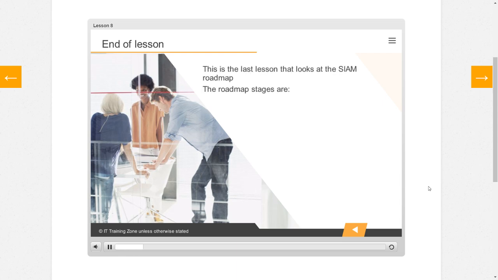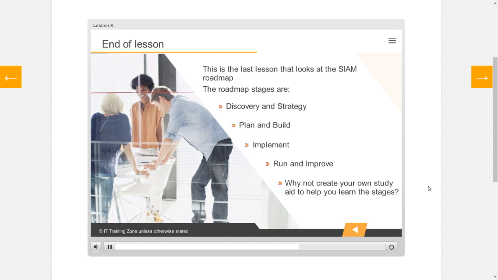You've completed Lesson 8 and also completed your studies of the SIAM roadmap. Remember, the roadmap stages are discovery and strategy, plan and build, implement, run and improve. Why not create your own study aid to help you learn the stages? You could make a table, a mind map, or even your own project plan if you wish.